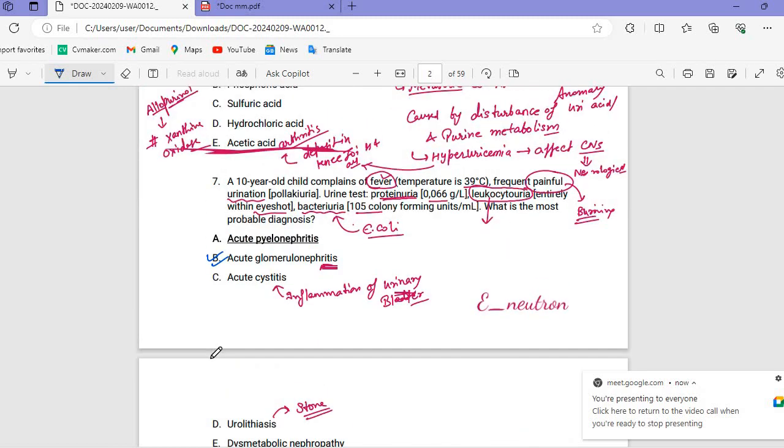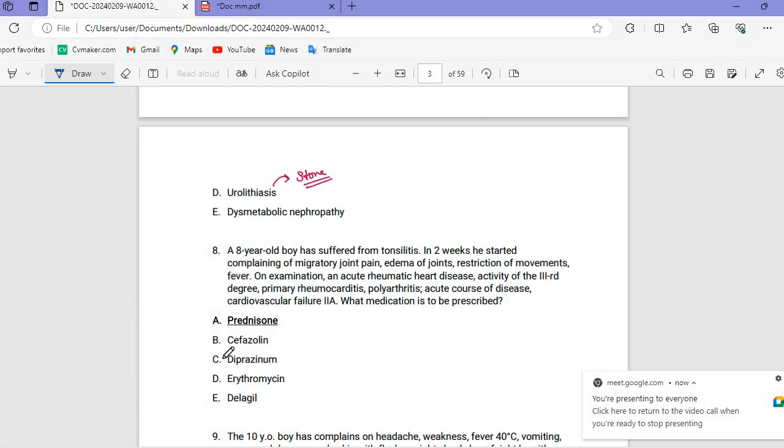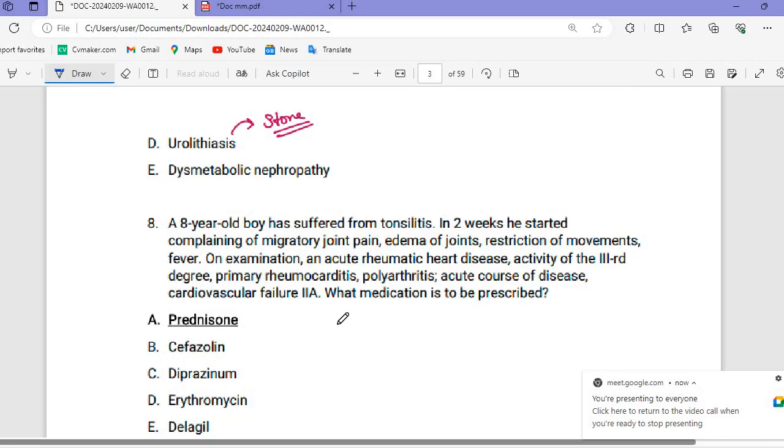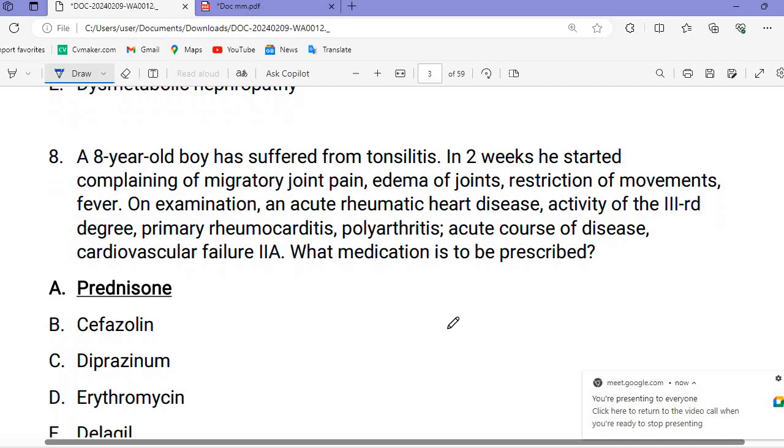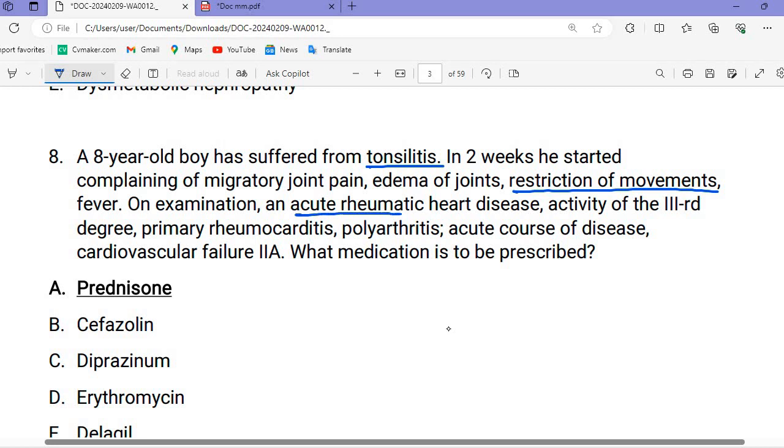Okay, this is what we studied, acute pyelonephritis, and now let's continue with our next topic, question 8. An 8-year-old boy has suffered from tonsillitis. We already discussed this question, but we didn't discuss the treatment. Two weeks after the tonsillitis he started complaining of migratory joint pain, edema of the joint, and restriction of movement. On examination: acute rheumatic heart disease, activity of the third degree, primary rheumocarditis, polyarthritis, acute course of the disease, cardiovascular failure 2A. What medication is to be prescribed?